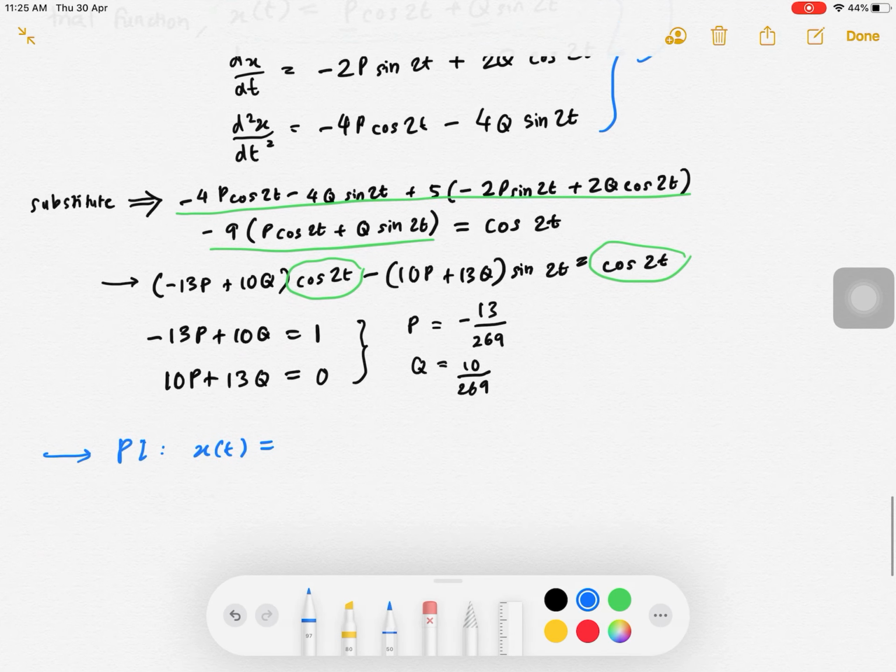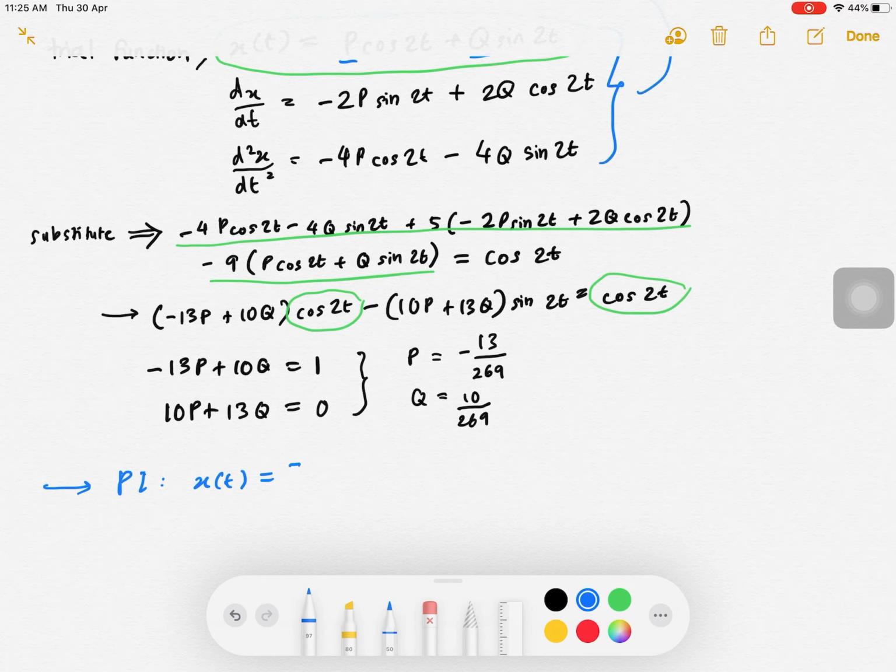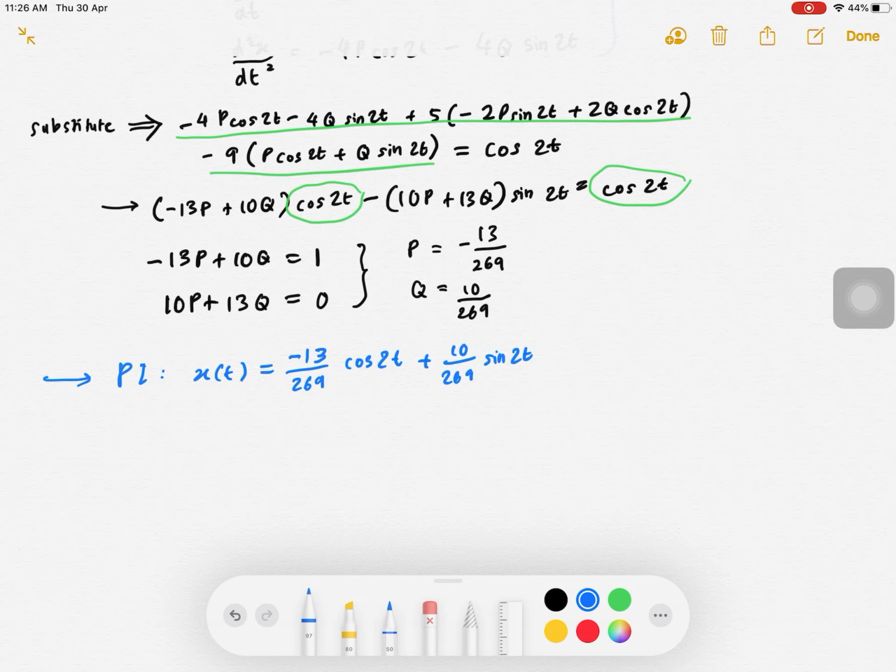So x(t) is equal to, putting the values of p and q, negative 13/269 cos 2t plus 10/269 sin 2t. Alright. Okay, so we obtain the particular integral.